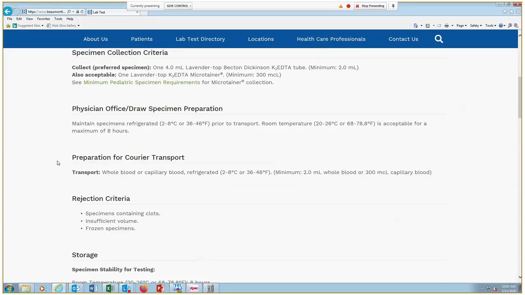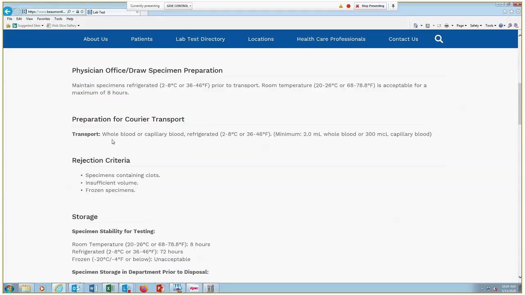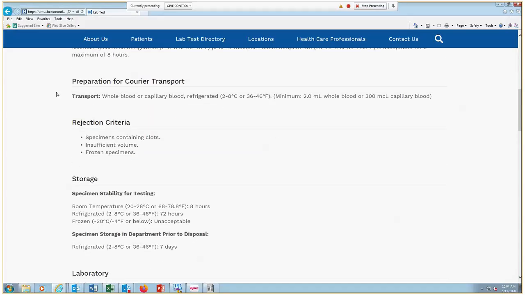Below that, you'll find any specific type of directions for the physician's office or the draw site. In this case, you need to maintain the specimen refrigerated prior to transport, and its viability at room temp is 8 hours maximum. If you're going to have a courier pick this up, the preparation the office needs to make is to make sure that it's whole blood, remains refrigerated, and again, the minimum volumes indicated, whether it's, in this case, a standard collection tube or a microtainer.